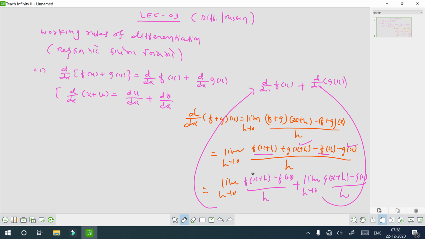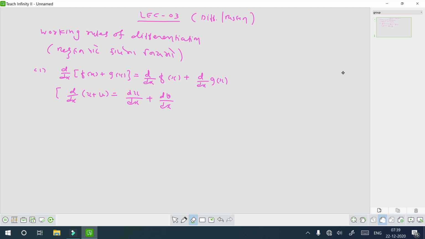We can prove it in this way, but this is only to know how to prove it. In the syllabus, proof is not included, so we do not need to do any proof.